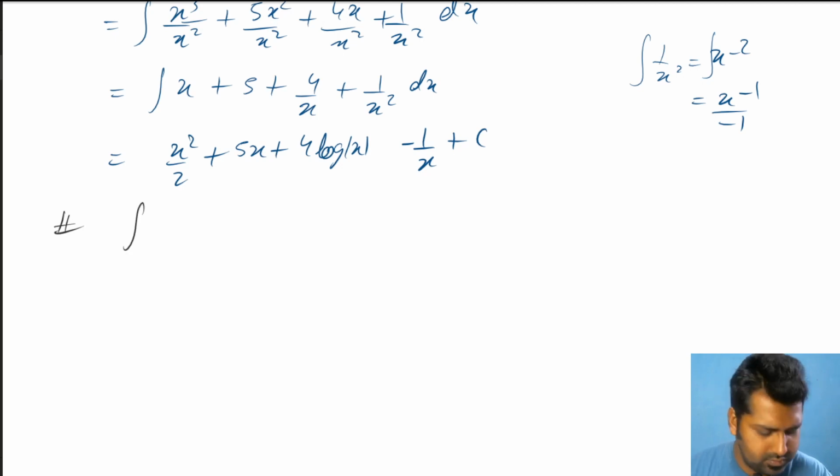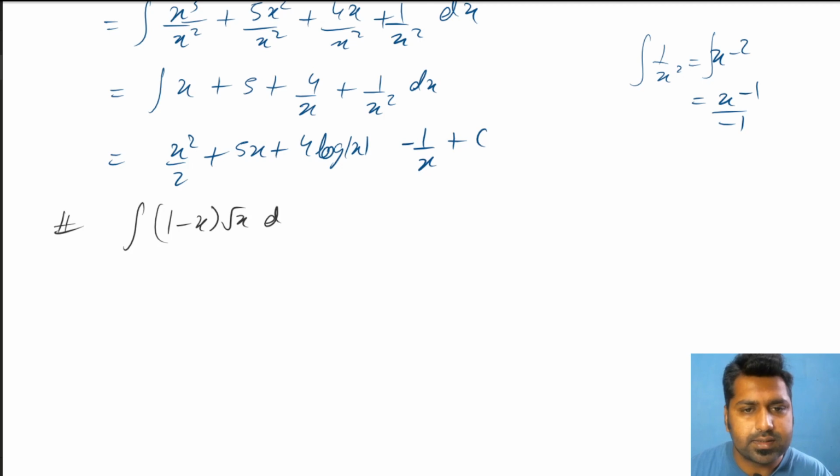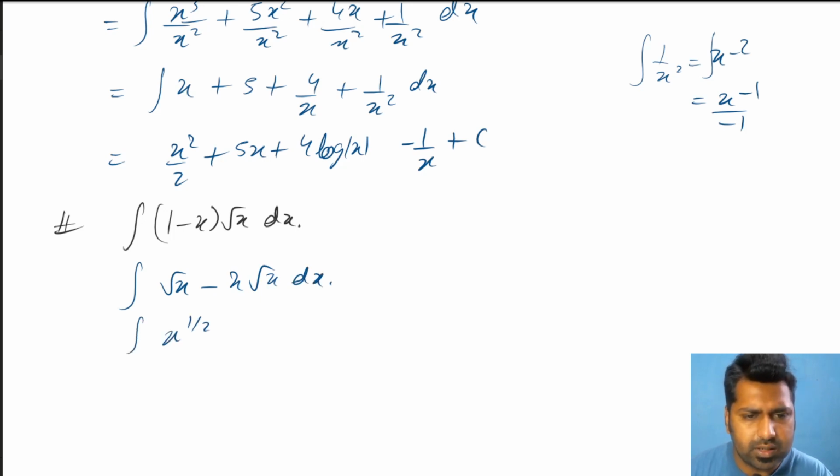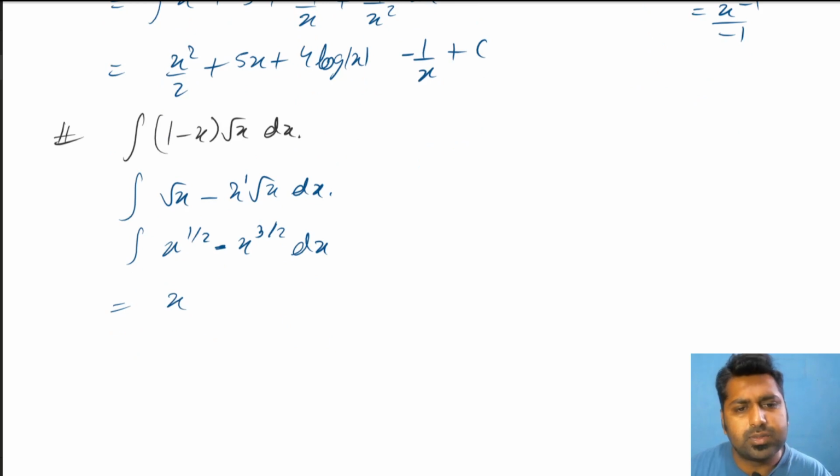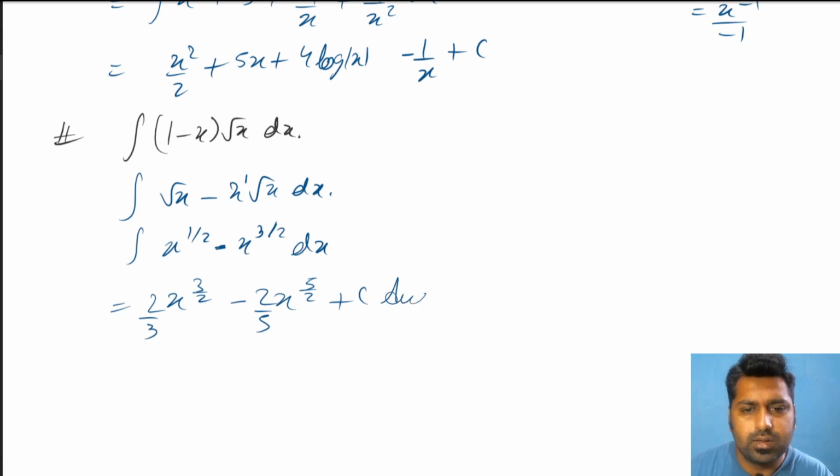Next is integration 1 minus x root x dx. Again, if you see, there is multiplication. I told you right now we don't have any rule for multiplication. So what do we do? We literally multiply this. So integration of root x minus x root x dx. Now what is root x actually? x raised to power 1 by 2. What is x root x then? 1 by 2, and this is power 1, so x raised to power 3 by 2. Now you integrate this. x raised to power 1 by 2 plus 1 is 3 by 2, so power 3 by 2, this will be 2 by 3, minus here 3 by 2 plus 1 is 5 by 2, so here it will be 2 by 5 plus c.